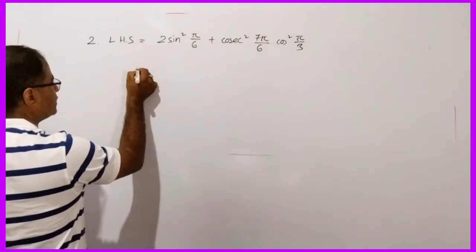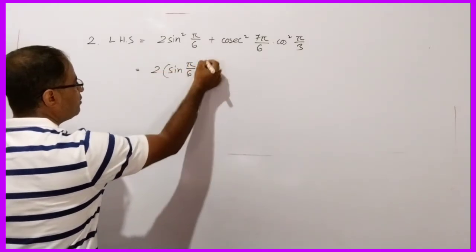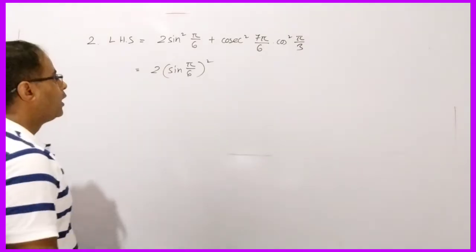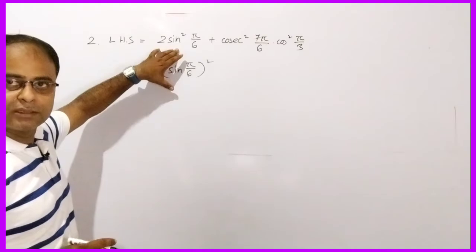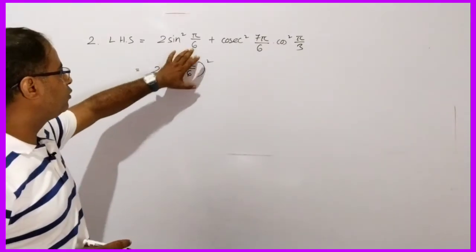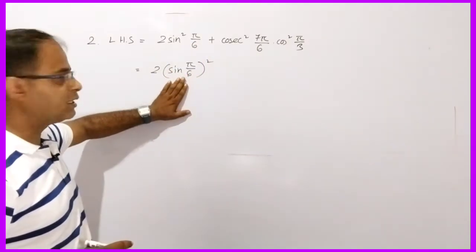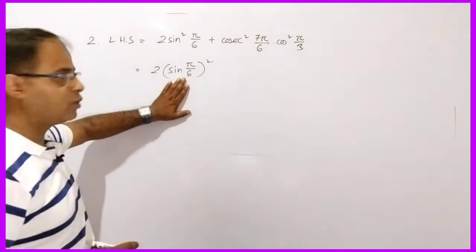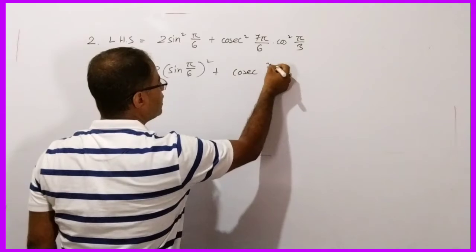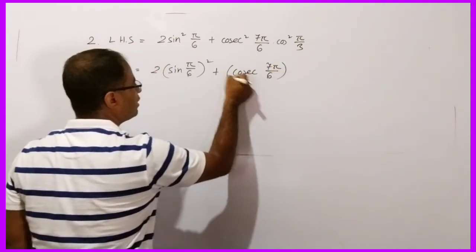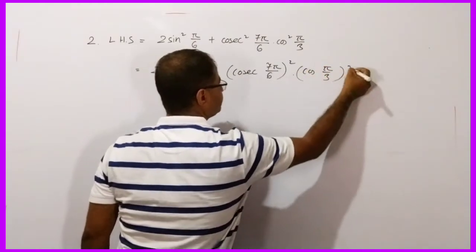2 sine square pi by 6, as in the first question, the sine square pi by 6 can be written as sine pi by 6 whole square. Remember one thing, you can directly put the value of sine pi by 6 as half, then take the whole square of half. It is the same thing as sine pi by 6 whole square or half whole square, plus cosec 7 pi by 6 whole square and into cos pi by 3 whole square.